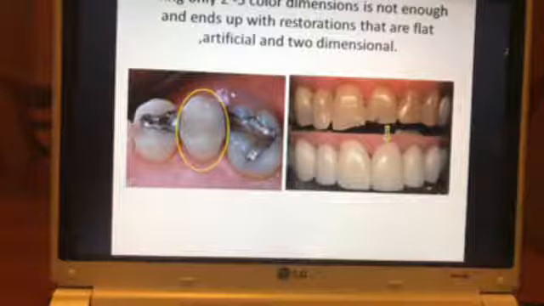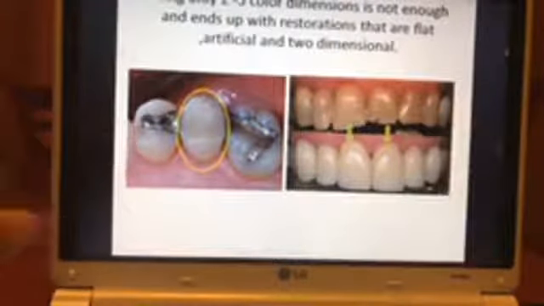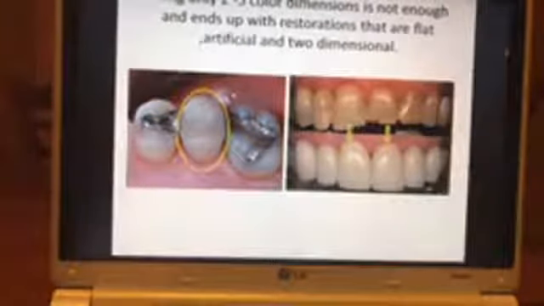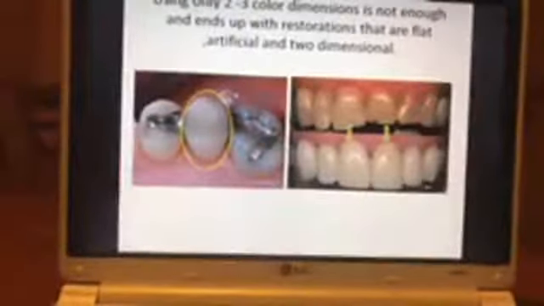If you look at this tooth over here, the upper four, you can see the color of the tooth itself is an A3, and the restored composite over here is also an A3. But it doesn't look nice. Why? There must be other factors other than just the hue and the chroma. So it's not enough for us.